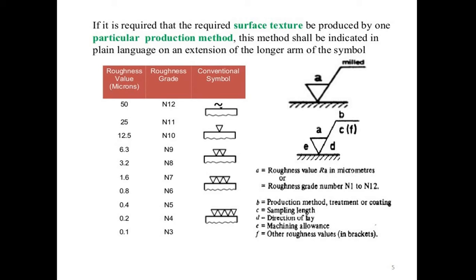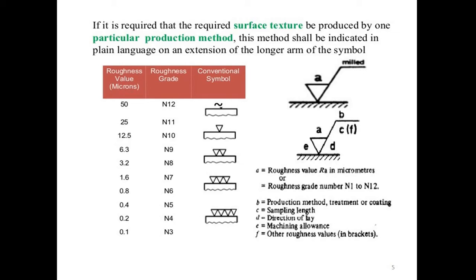Then for Ra values 1.6 and 0.8. For 1.6, the grade is N7. For Ra value 0.8, in microns, the grade value is N6. And the symbolic representation is a triple triangle. Normally this is achieved with the help of the grinding process.